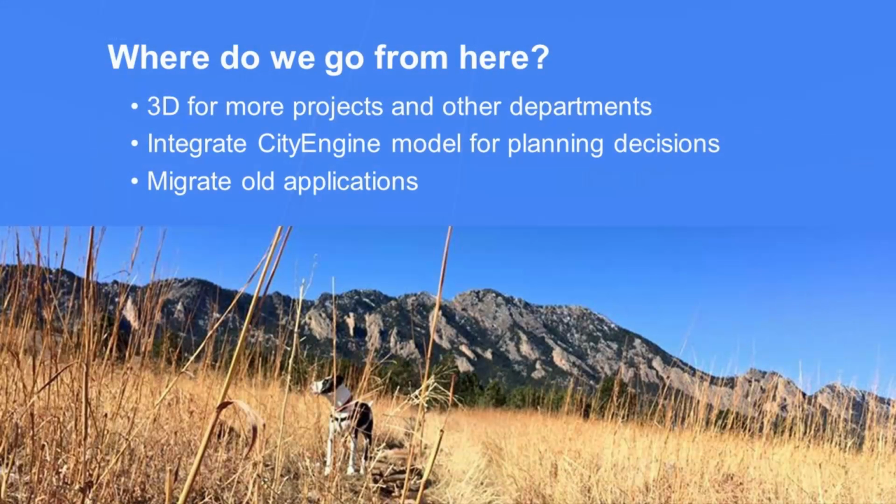So, where do we go from here? What we'd like to do is incorporate 3D for more projects in other departments. In order to do this, we're going to have to have some additional training for staff using ArcGIS Pro and City Engine. We'd like to continue to integrate City Engine for planning decisions. We're also looking at incorporating more story maps, both 2D and 3D, to try to better tell the story of what we do in local government.